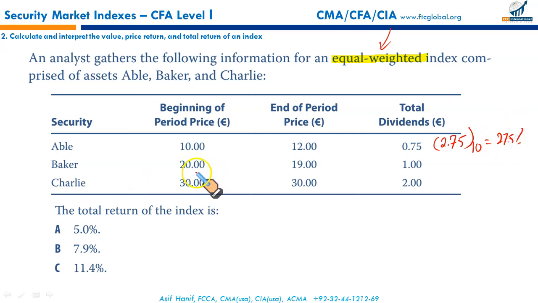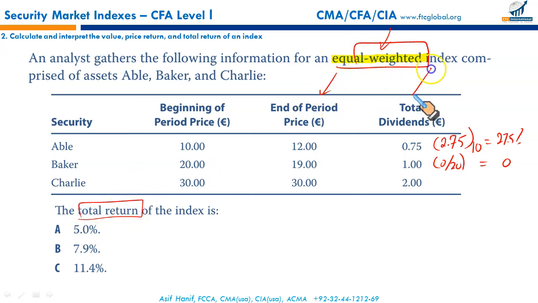For Baker, the price went down by 1 euro, but there was a dividend. So overall, the net change or the overall return on this asset, negative 1 plus 1, is simply 0 upon 20, so it's going to be 0. Mind the word, it's equal weighted, and we are calculating the total return. Total return means the change in price as well as the dividend or interest earned on that particular security.